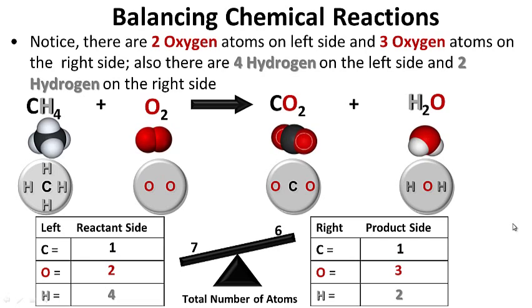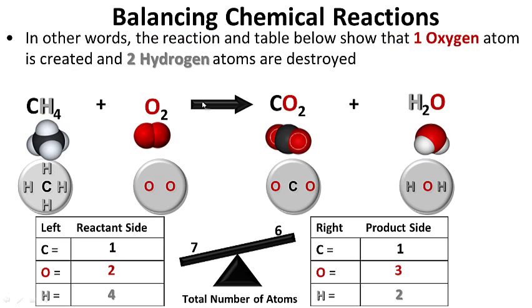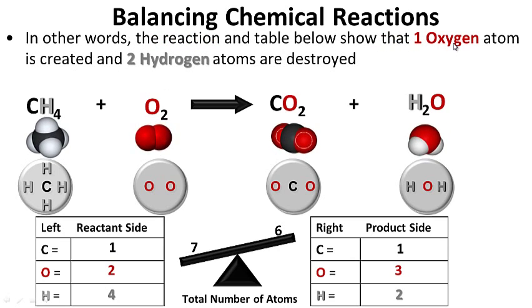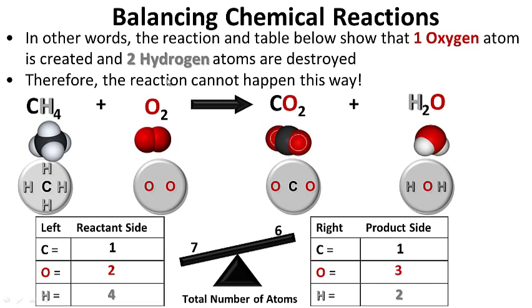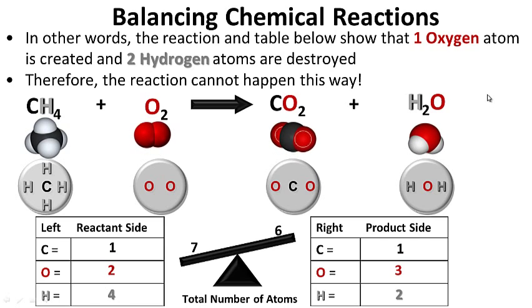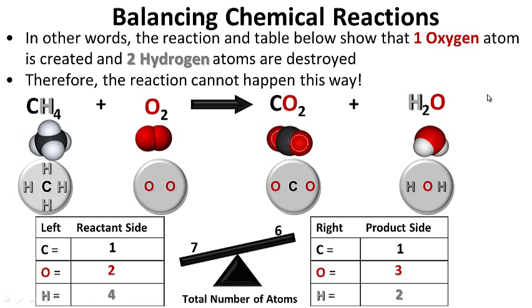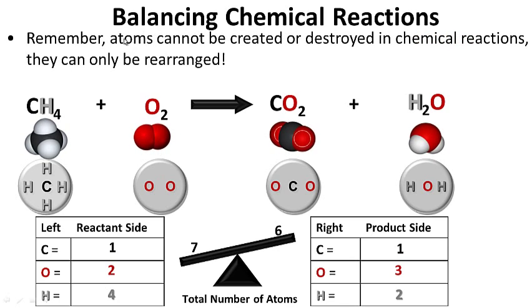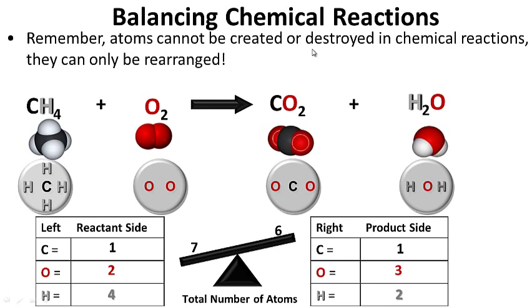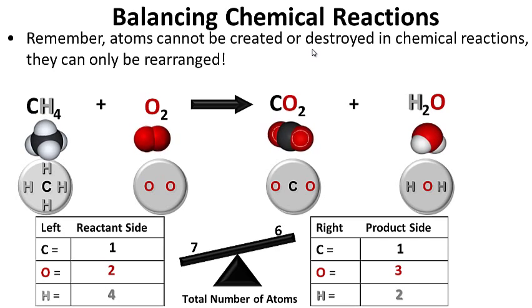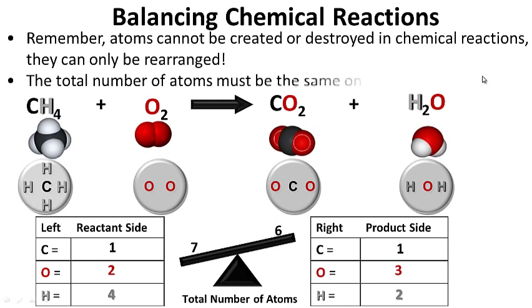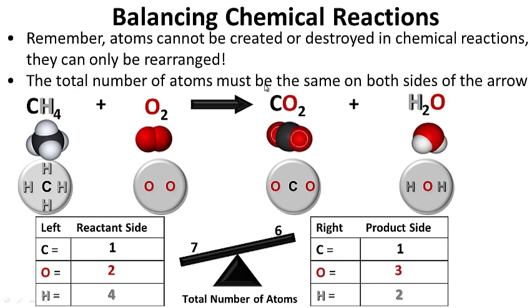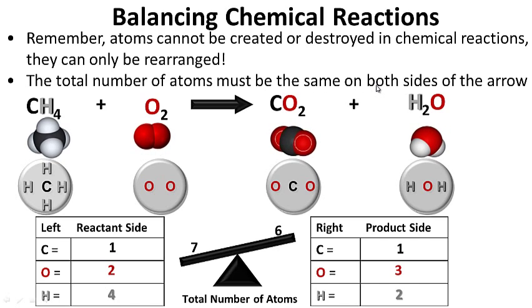So it's not balanced. In other words, the reaction and table show that 1 oxygen atom is created and 2 hydrogen atoms are destroyed. So the reaction cannot happen this way, based on our law of conservation of matter. Remember, atoms cannot be created or destroyed in chemical reactions. They can only be rearranged. So the total number of atoms must be the same or equal on both sides of the arrow.